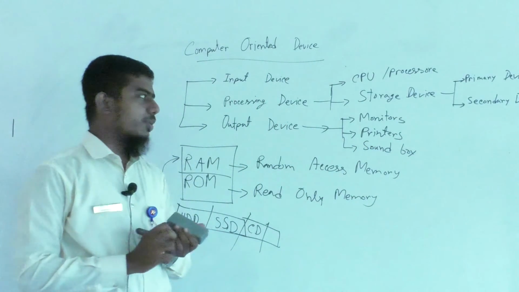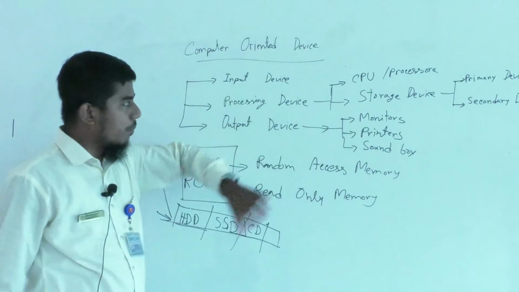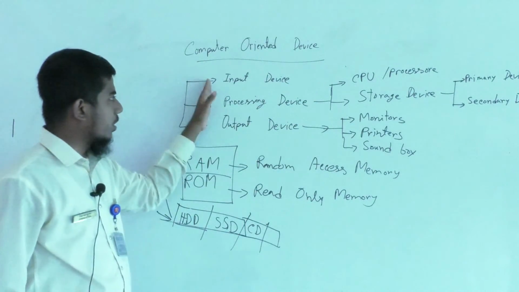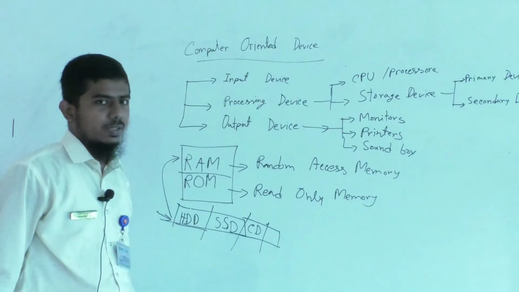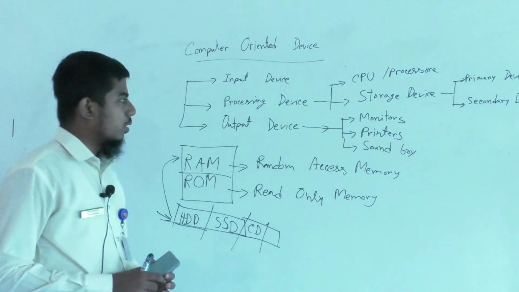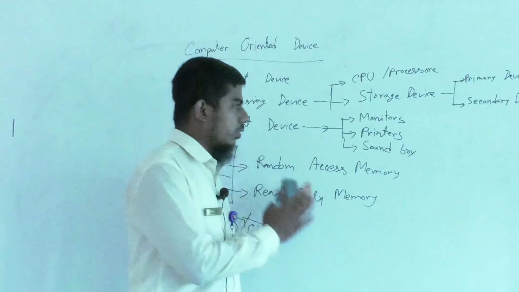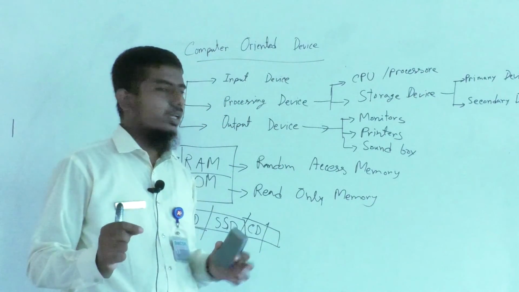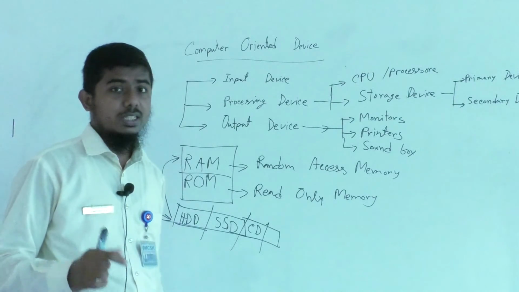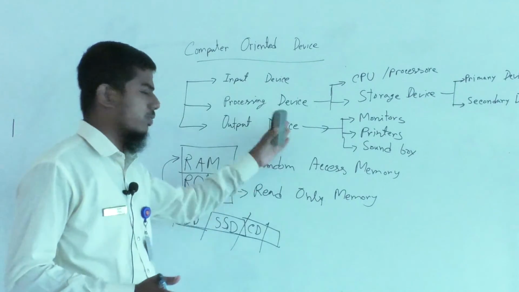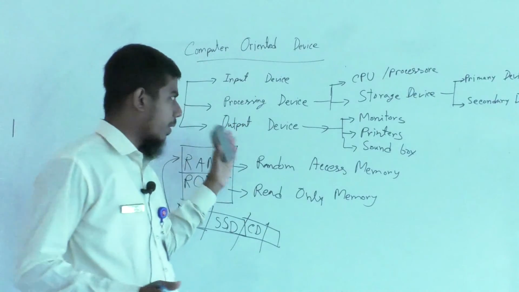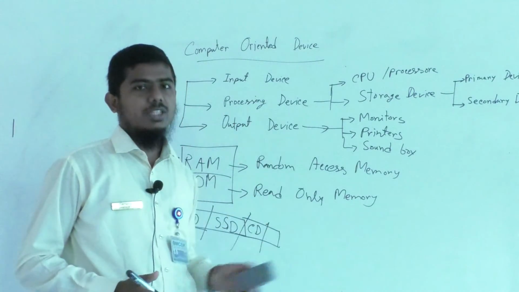So whatever the computer is, it is based on these three types of device: input device, processing device and output device. If we use a computer, now you can realize that a computer is not a particular device. It is the combination of a lot of devices, which have different purposes in different actions.